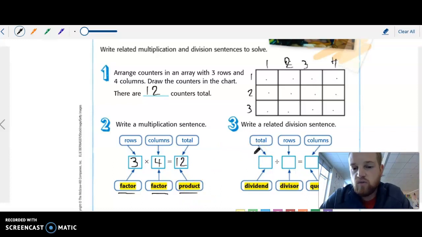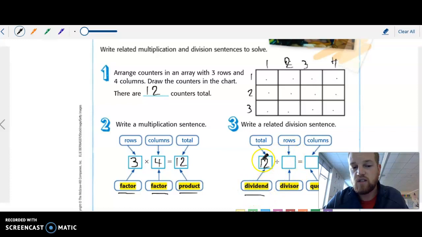Now, this is where it's really cool, because we can actually flip this into a division problem. We don't even need to really change it at all. You'll notice that in this one we had rows, columns, total. Over here, we're going to flip it up, so we start with our total this time. We're going to use the same numbers. We have 12. This is our total. This 12 is our dividend, and that's what we're starting with. That's the number that we're actually breaking up. Division is all about breaking things up into equal groups. So this is the total, our dividend, and that's what we're going to be breaking up.